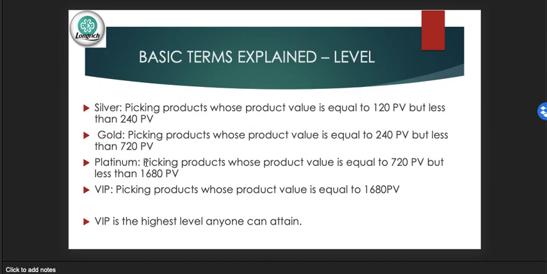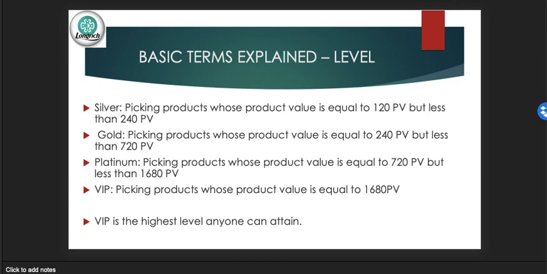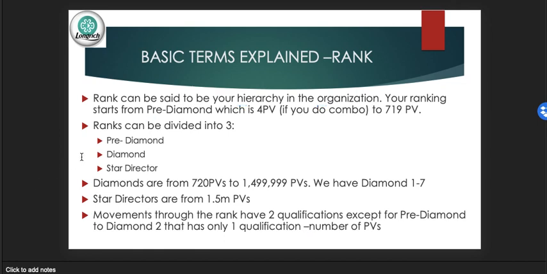That means if you do silver, you are pre-diamond. If you do Q silver, you are pre-diamond. If you do combo, you are pre-diamond. Anything you do that is less than 720 PV is pre-diamond. But the moment you become 720 PV, which is platinum, you become diamond 1.